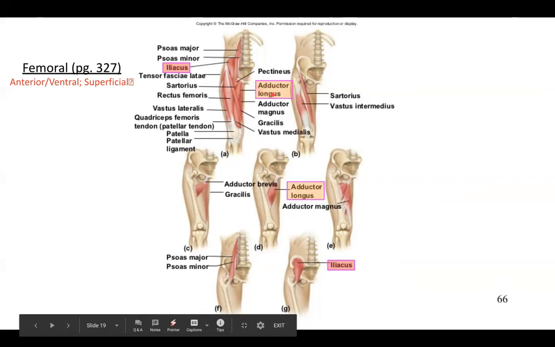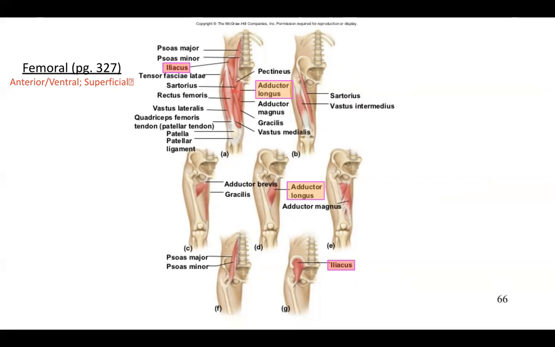Next, we have the adductor longus. That's an easy one. It's going to help to adduct at your hip, but you can see here how its origin is up in the pubis portion of your coxa, and it inserts into your femur. So when it contracts, it'll help to pull your leg closer towards your median in the adduction motion.